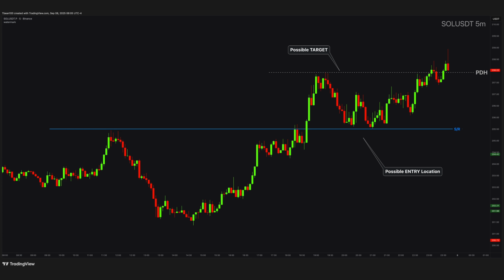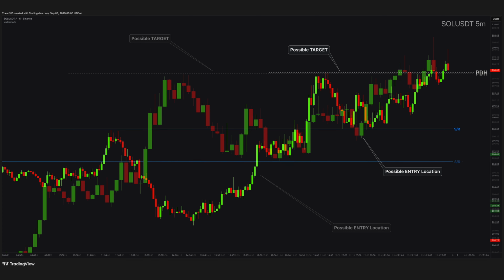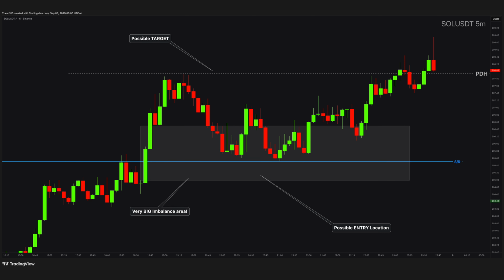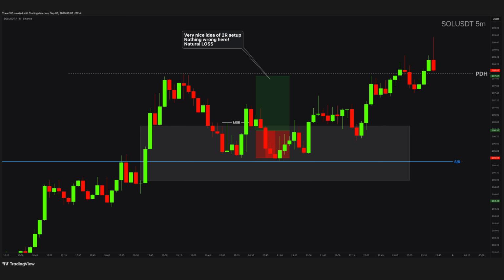As simple as that, we can already identify two key things: a possible entry location and also a possible target. Now, let's zoom into the area a bit closer. Here we notice a very large imbalance sitting right inside our entry zone. And we can also see the very first signs of a possible market structure break starting to happen. As a normal trader, you would probably recognize this opportunity and decide to take the trade. That's perfectly fine. It is a valid setup and there is nothing wrong with this.